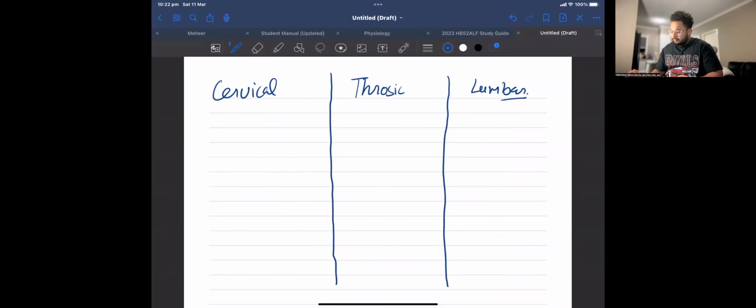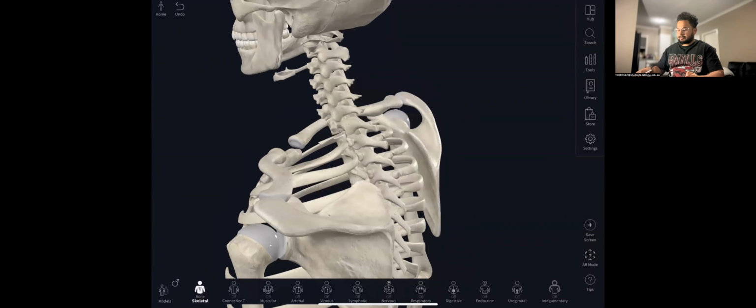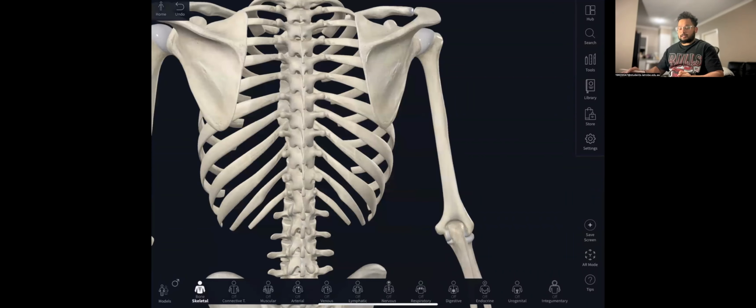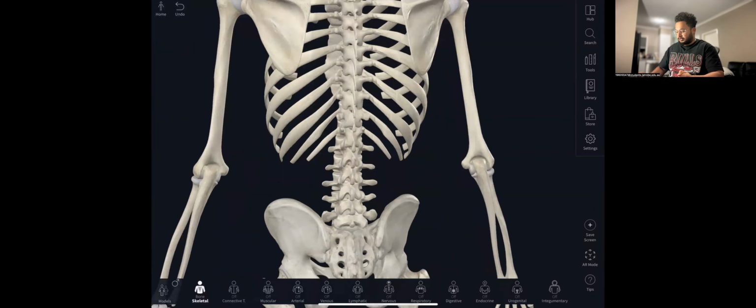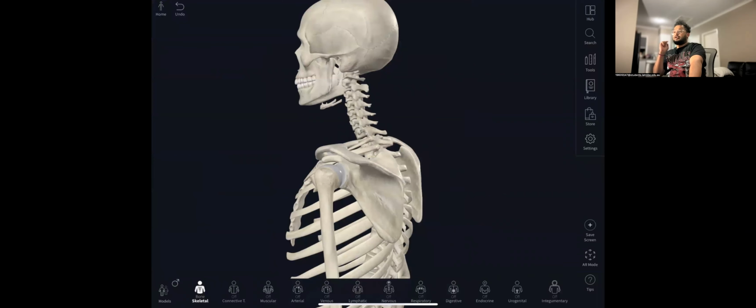First of all, we have a thoracic, cervical, and lumbar vertebra. In terms of cervical ones, we have 7 bones here. In terms of thoracic ones, we have 12 bones here. In terms of lumbar ones, we have 5 bones here. So let's write it down. Cervical will be 7 bones, thoracic will be 12 bones, and lumbar will be 5 bones.